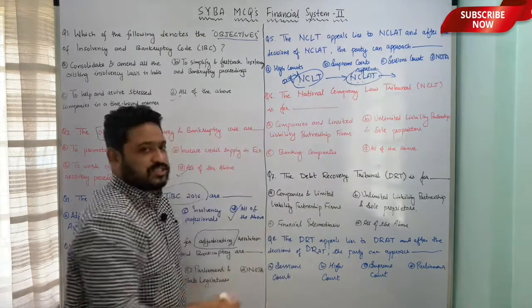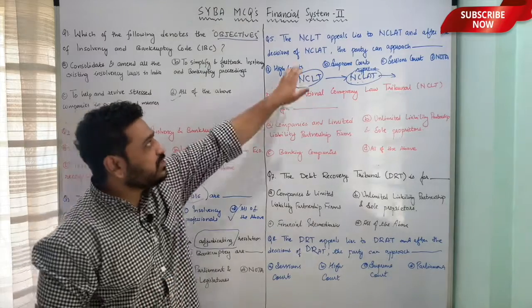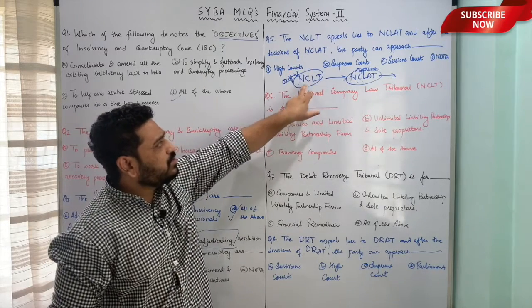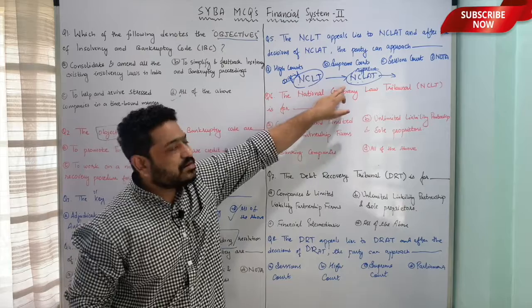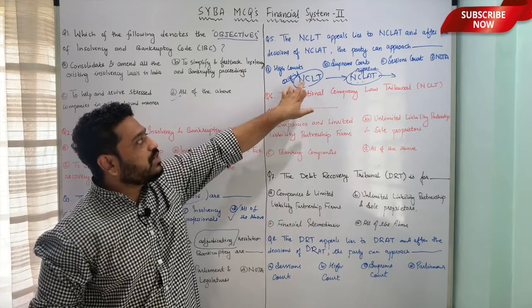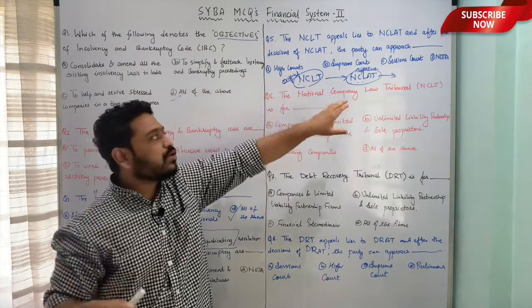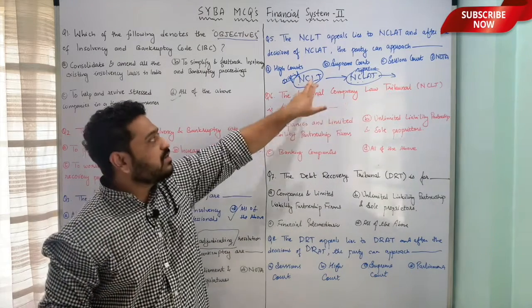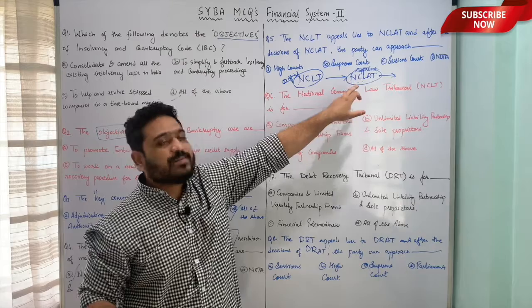Okay, appellate jurisdiction. Now the question is asking, the appeals which are raised at NCLT are heard by NCLAT. As you cannot approach the NCLAT directly, the appeals which come to the National Company Law Tribunal will be heard by the National Company Law Appellate Tribunal.